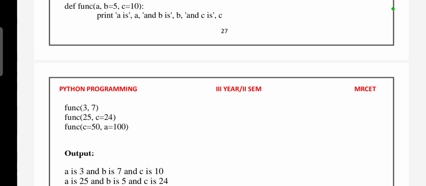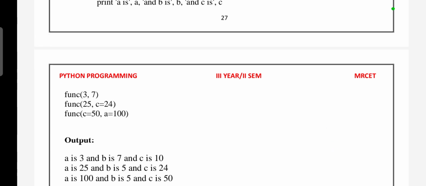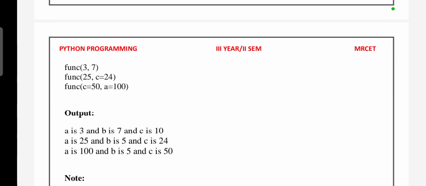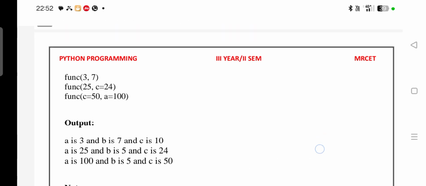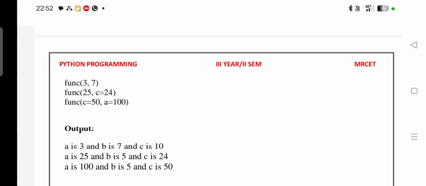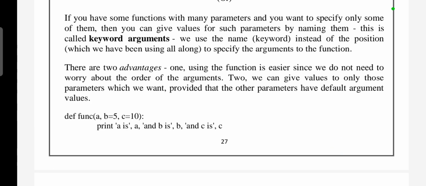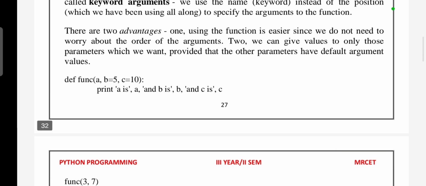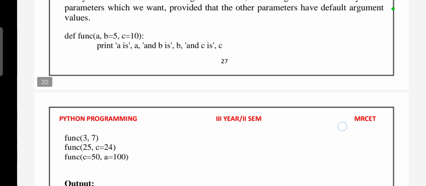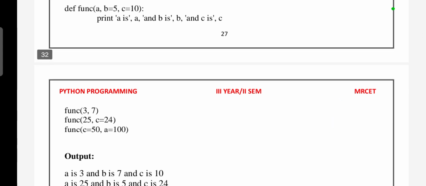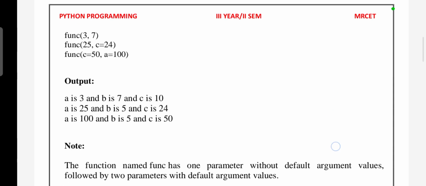Here the b value is changed for the first function. For the second function, the a and c values are changed, and for the third function, the c and a values are changed: a is 100, b is the same, c is 50. According to these arguments, the output is changed. This is keyword arguments. These are called keyword arguments.